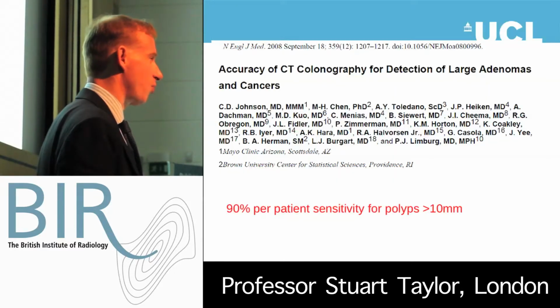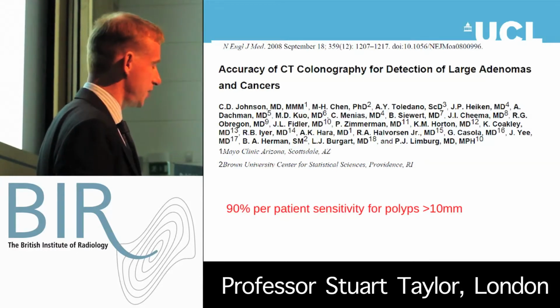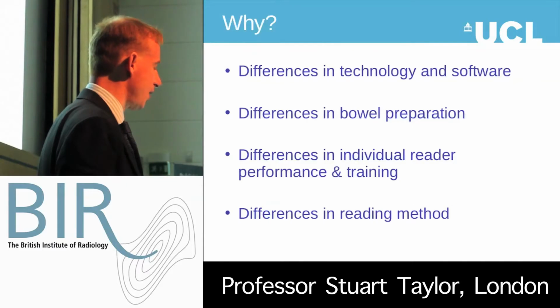So you've got to ask yourself, why is it so different? Why is it 55% in one study and 90% in another study? Well, like anything, there are lots of reasons. Is it technology and software? Is it as simple as bowel preparation? Is it down to individual readers? Only certain people should be reading these scans. Is it how they read them? All these reasons are perfectly feasible, and they probably still exist behind the differences.